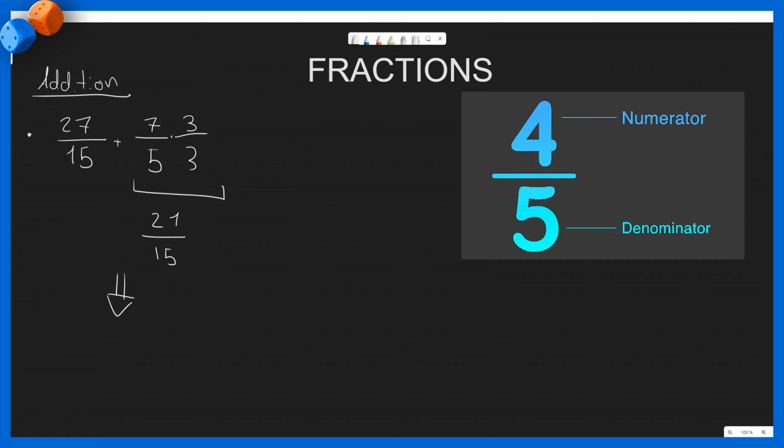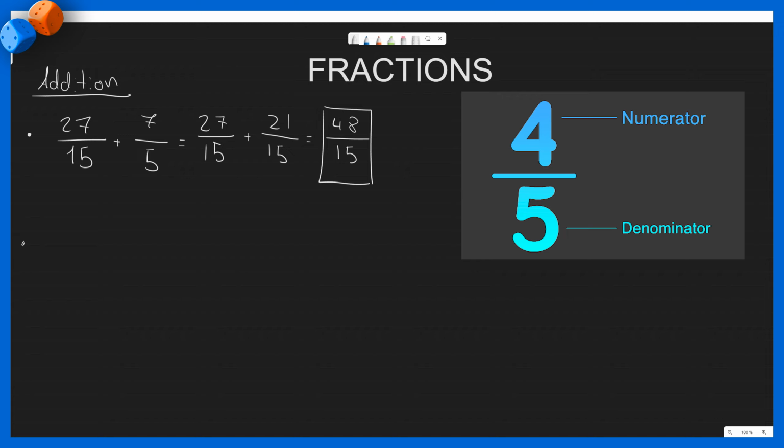Now here we would have 27 over 15 plus 21 over 15. Now that we have the same denominators, we will write that denominator on the result and we will add the numerators, which gives us 48.